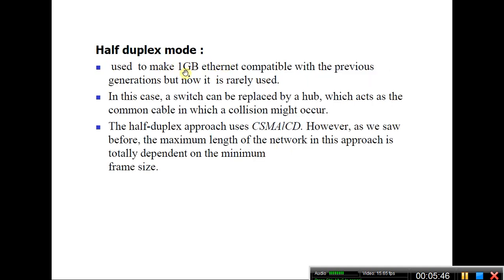In half duplex mode, it is used to make 1 Gb Ethernet compatible with the previous generation, but now it is rarely used. In this case, the switch can be replaced by a hub, which acts as a common cable in which collision might occur. In half duplex approach, it uses CSMA/CD. However, as we saw before, the maximum length of the network in this approach totally depends on the minimum frame size. So in half duplex mode, it uses CSMA/CD for media access, and the size of the frame determines the length of the cable.